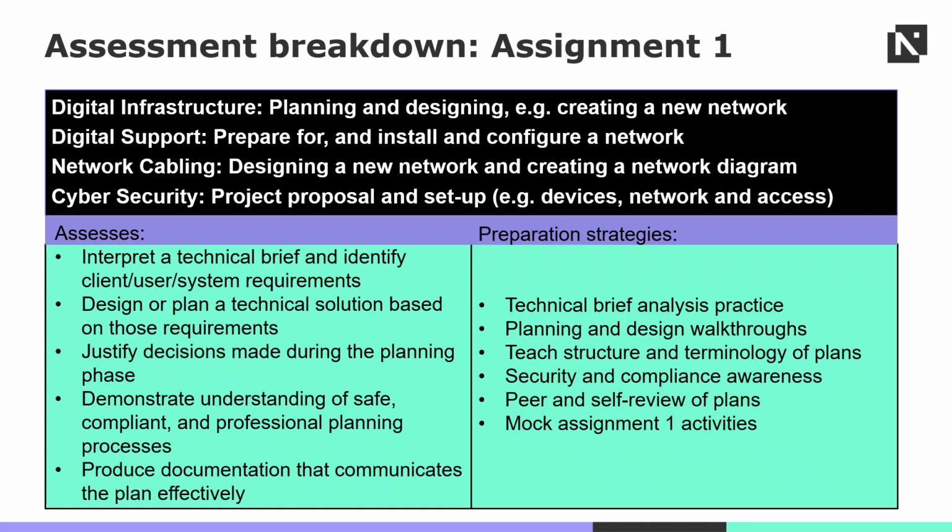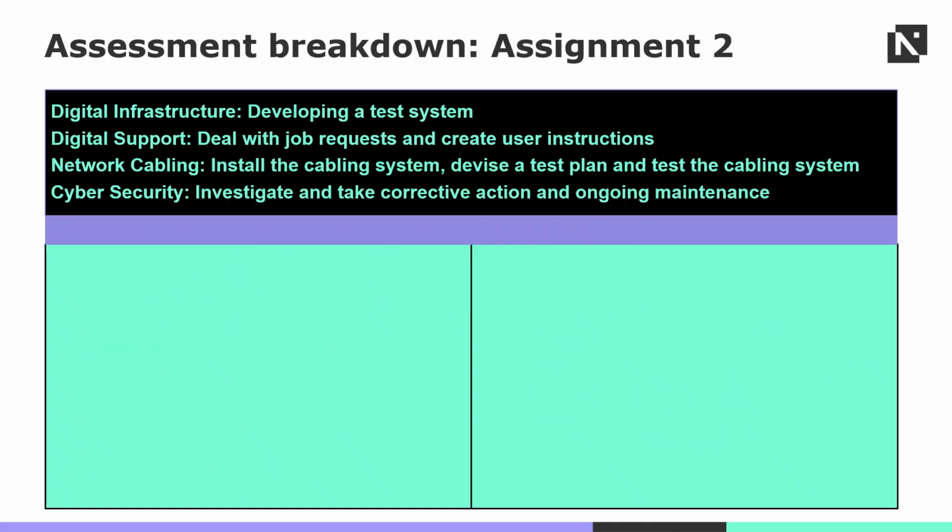So assignment 1 is about helping students to shift from doing to planning and thinking like a technician. They'll need to show understanding of requirements, confidence in choosing appropriate solutions, and professionalism in documenting and justifying their approach. So your teaching here should focus on building the thinking, structure and planning fluency that mirrors the expectations of a real-world setup task.